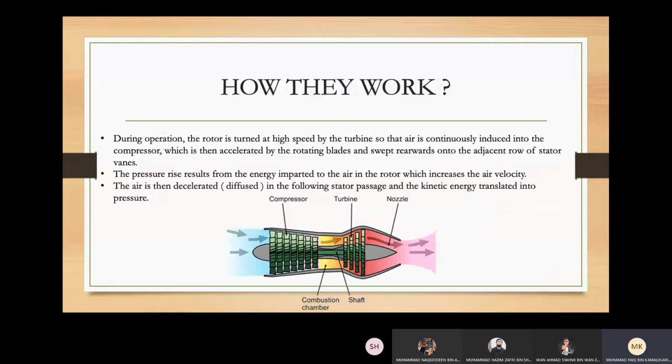So, how does the single spool engine work? During operation, the rotor is turned at high speed by the turbine so that air is continuously induced into the compressor, which is then accelerated by the rotating blades and swept rearward onto the adjacent row of stator vanes. The pressure rise results from the energy imparted to the air in the rotor, which increases the air velocity. The air is then decelerated and diffused in the following stator passage and the kinetic energy translates into pressure.